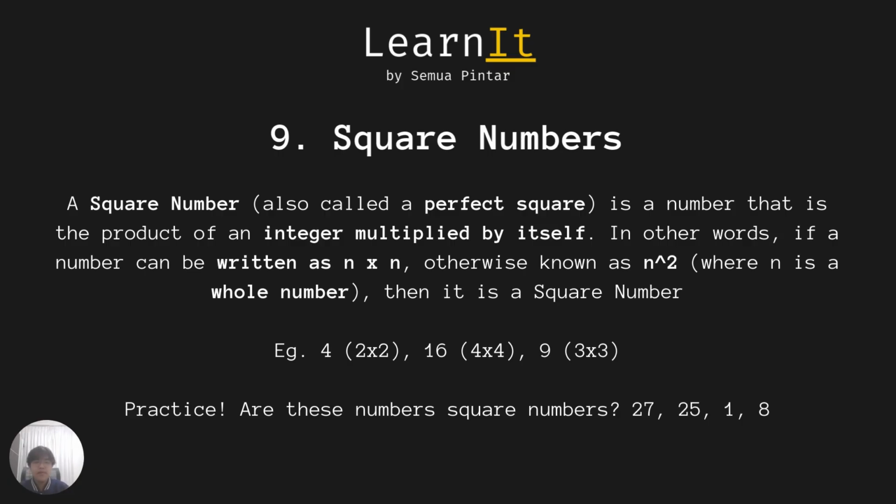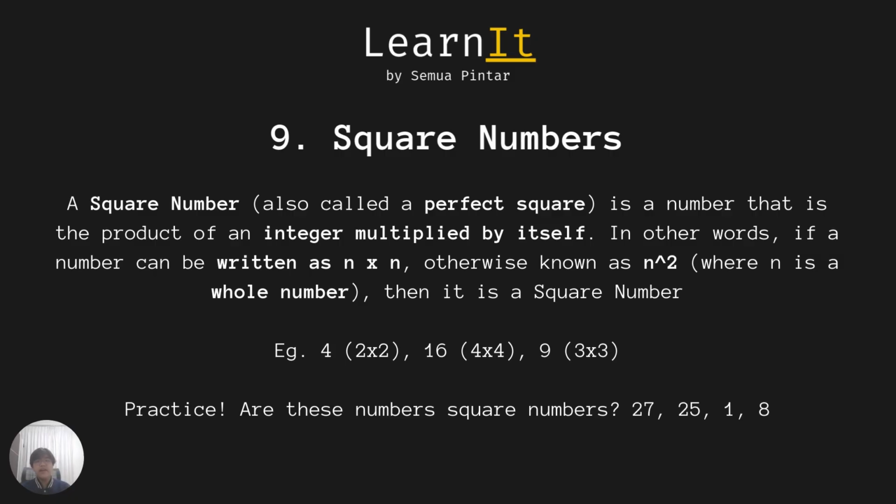Now again, let's try a bit of practice here. Are these numbers square numbers? 27, 25, 1, and 8. So in the case of 27, it is not a square number because it cannot be written as n times n. A simple way to check this is if we take the square root of 27, we do not get a whole number.